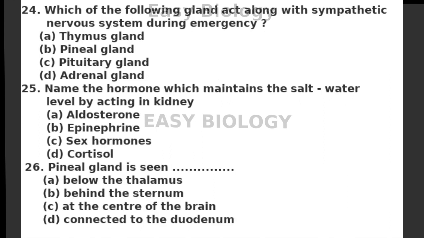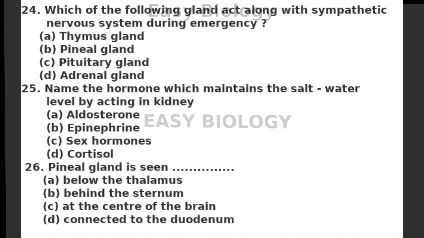Question number 24. Which of the following gland act along with sympathetic nervous system during emergency? A. Thymus gland. B. Pineal gland. C. Pituitary gland. D. Adrenal gland. The answer is adrenal gland. Question number 25. Name the hormone which maintains the salt water level by acting in kidney. A. Aldosterone. B. Epinephrine. C. Sex hormones. D. Cortisol. The answer is aldosterone.